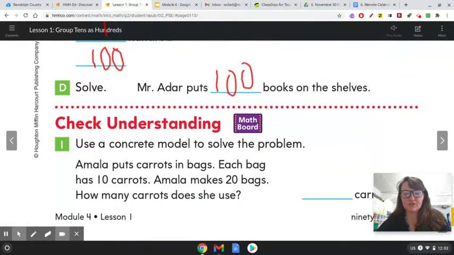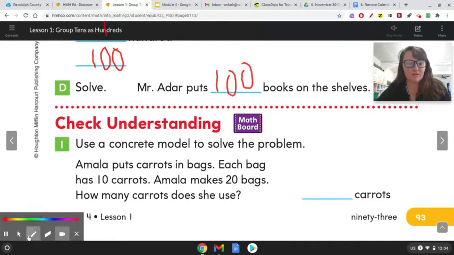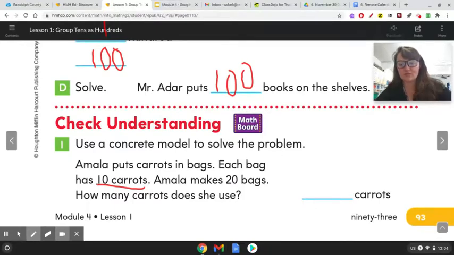Now you're going to use the concrete model to solve the problem. So what you can do is use your tens and hundreds and ones that we sent home with you to solve this. Let me move my face up here so I can see this. All right, so it says Amala puts carrots in bags. Each bag has 10 carrots. Amala makes 20 bags. How many carrots does she use? Okay, if each bag has 10 carrots, that's kind of like our 10s rods, right? So we have 10 carrots.